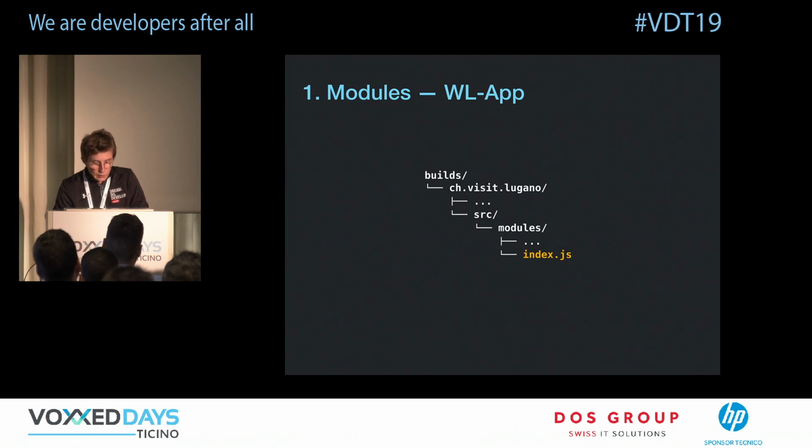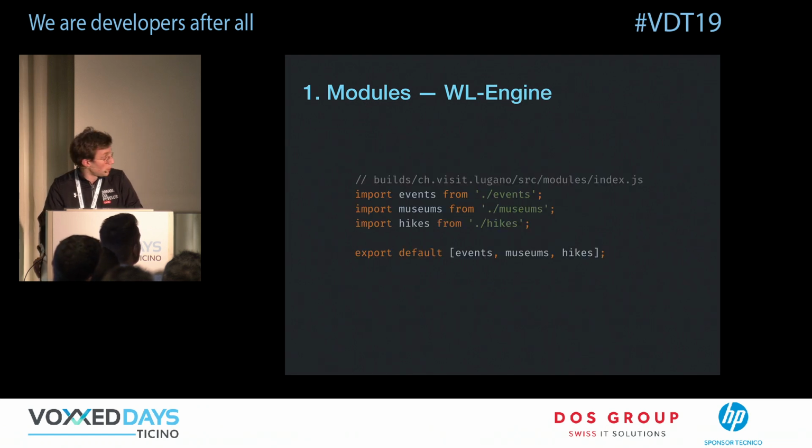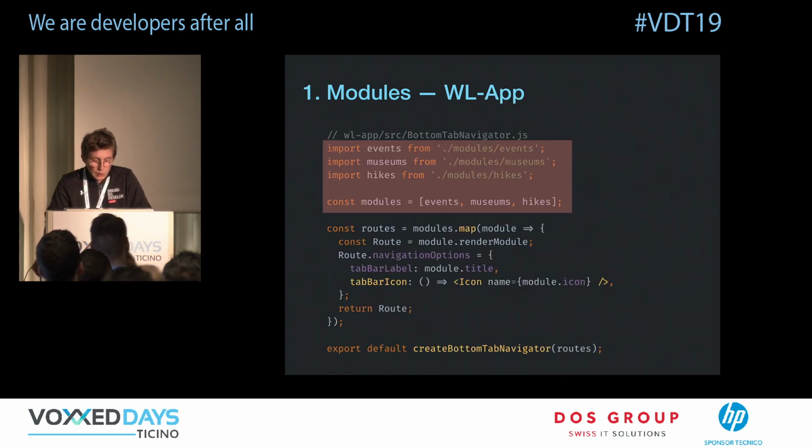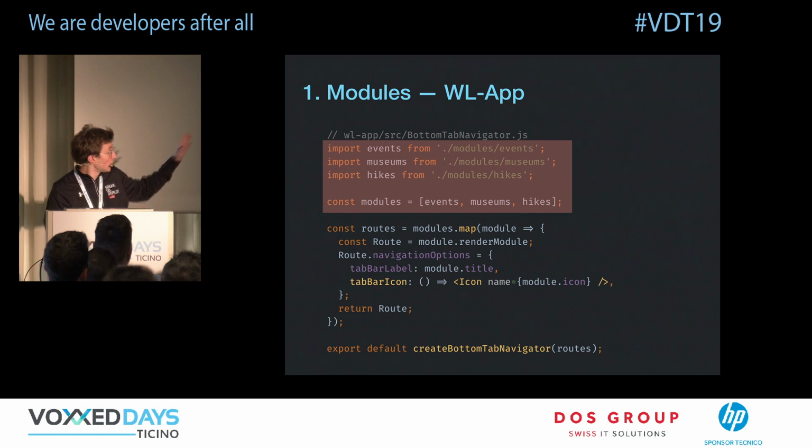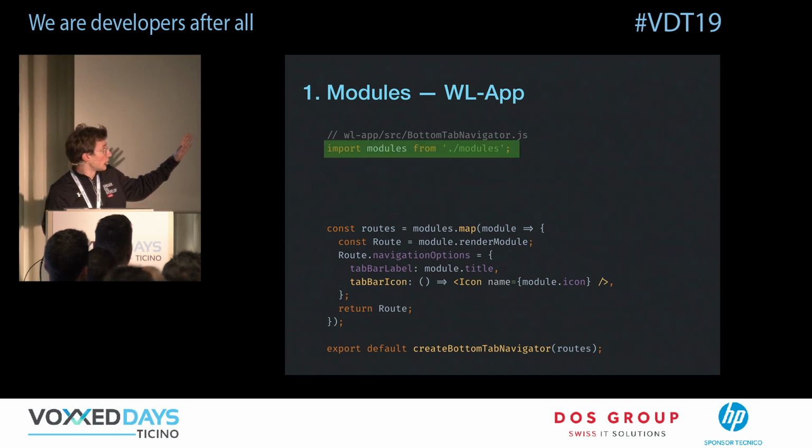And the file looks like this. You already seen this. Basically, it's the same imports. Those are the imports we need for Lugano. We are going to store the content into an array and export it. And that's all we need to do. And now, if we open again our white label bottom tab navigator, we see that this can become this.